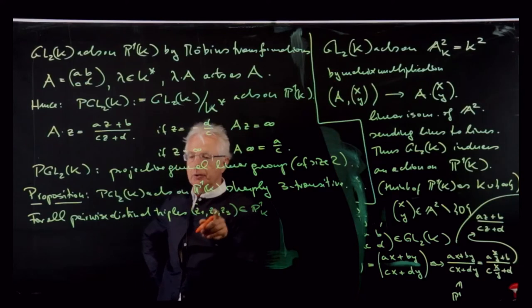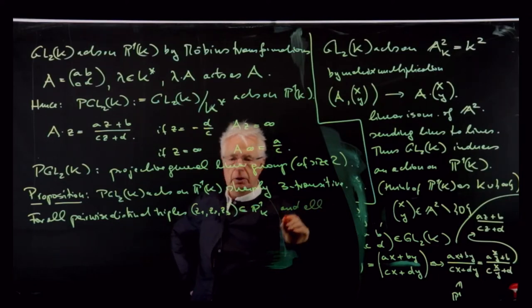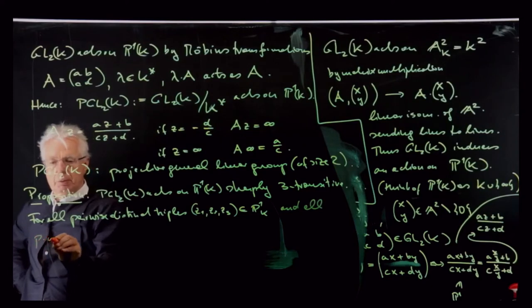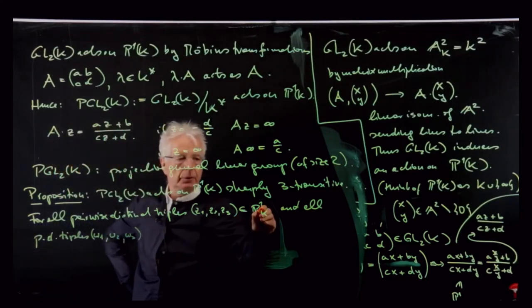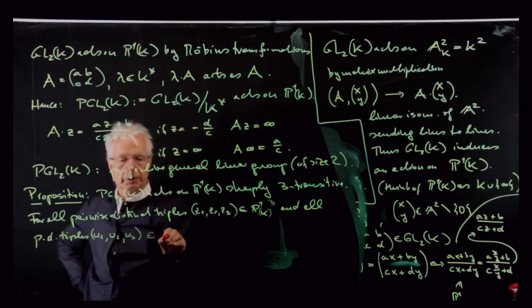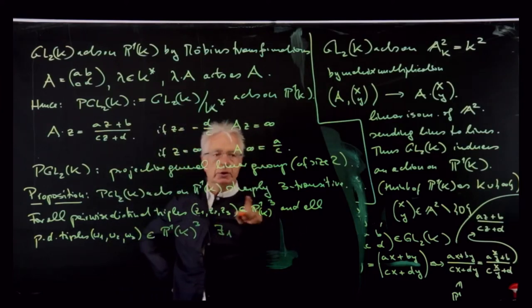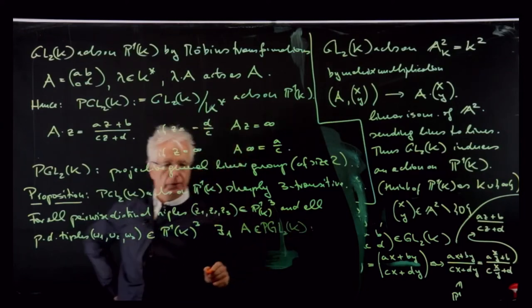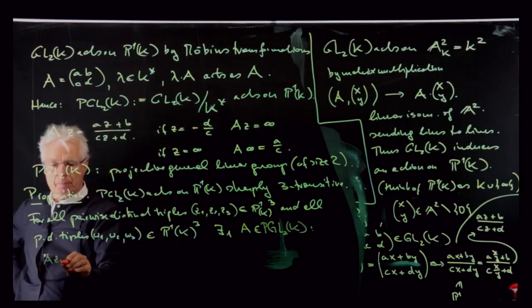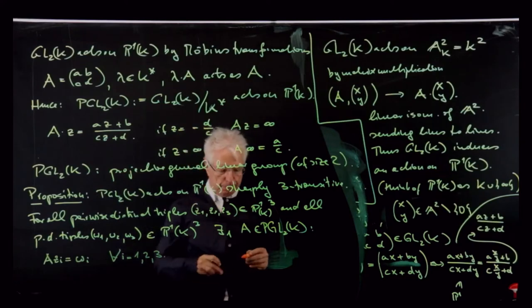so triples are the Z, distinct are the Zi, and all pairwise distinct triples W1, W2, W3 in P1(K) to the 3, sorry. There exists a unique, so the transitivity is existence and sharply means the uniqueness, A in PGL2(K) sending Zi to Wi, for all i equal to 1, 2, 3. So we will prove this.